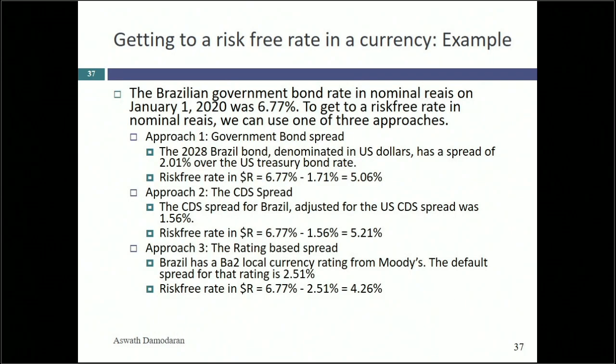Which one would I pick? I'll tell you what I do. I prefer to stay with the rating-based approach. You know why? Because I have 150 countries with ratings, 70 countries with sovereign CDS spreads, and only 40 countries with government bonds in other currencies. And because so many of my companies are in countries where I don't have the first two, I stick with the last one.